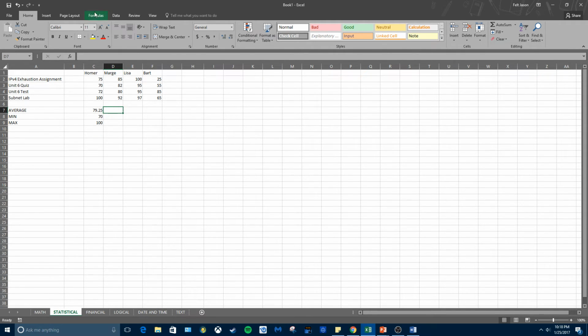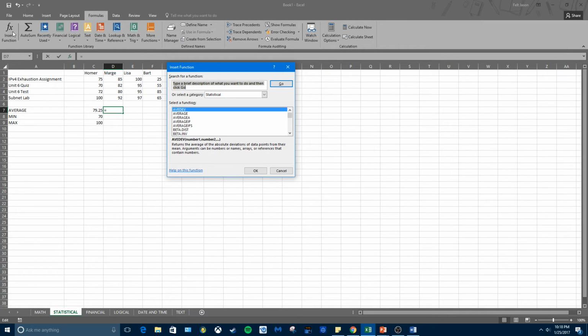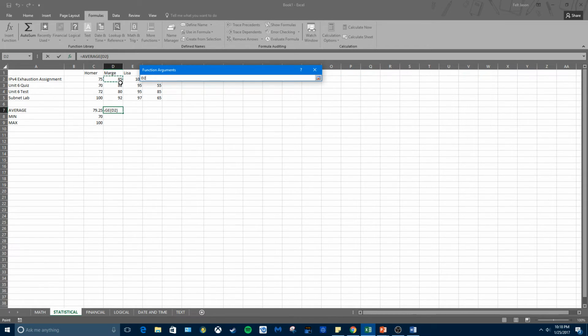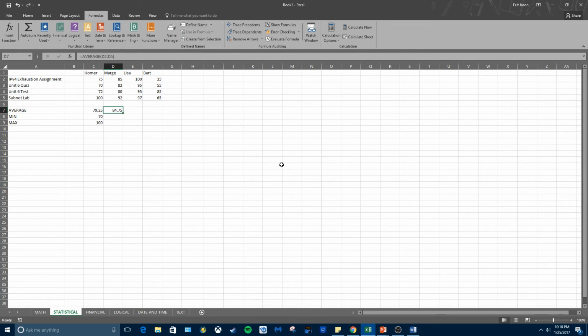Okay, I'll do it using the formulas up here. Formulas. I can either do more function statistical, or I could go to insert function. Oh, average is right here. I didn't even have to click anything. Okay. Number 1, I could do D2, D3, D4, D5, and so on, but I'm efficient. I don't want to do that. So we're going to get rid of that, and that, and that. So we're going to select this range. Okay, so the average of this range is 84.75. Bam, there you go.